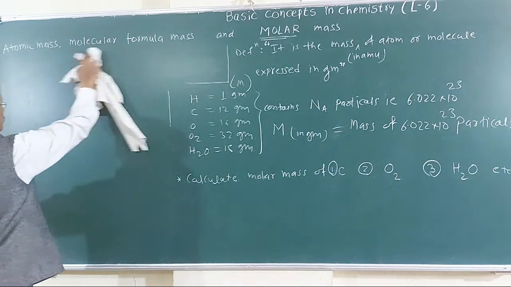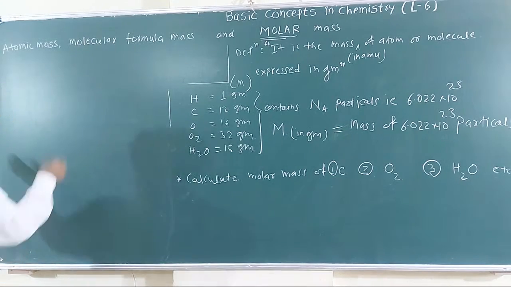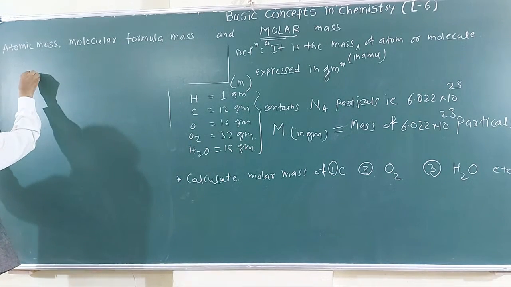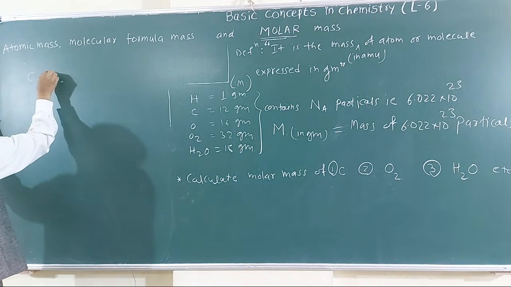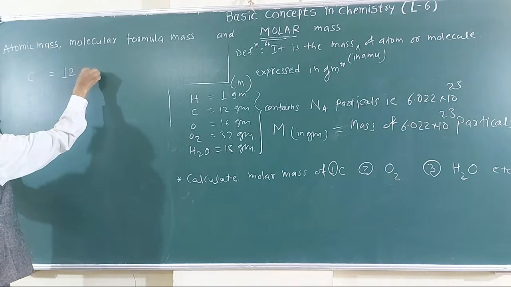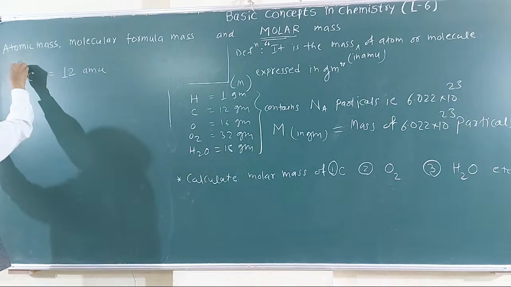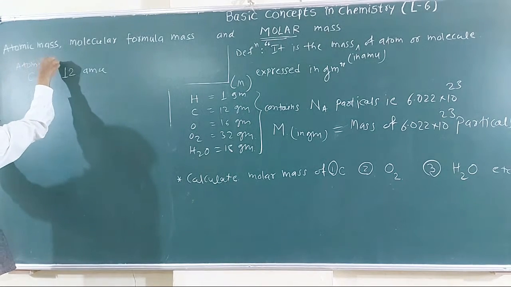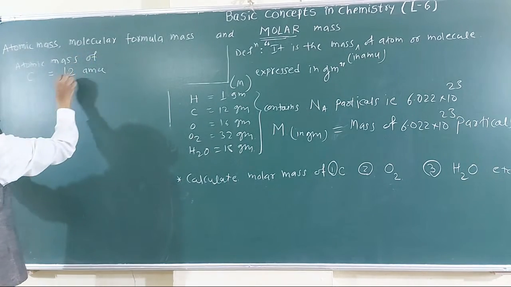Calculate the molar mass of carbon. As you know, carbon's atomic mass is 12 amu. Atomic mass of carbon is 12 amu.